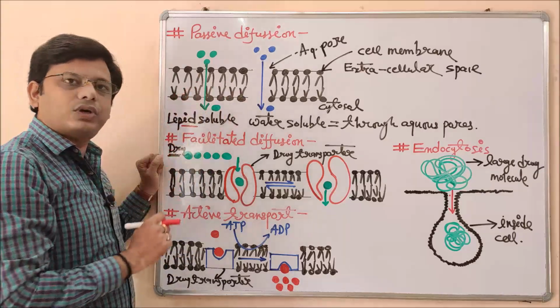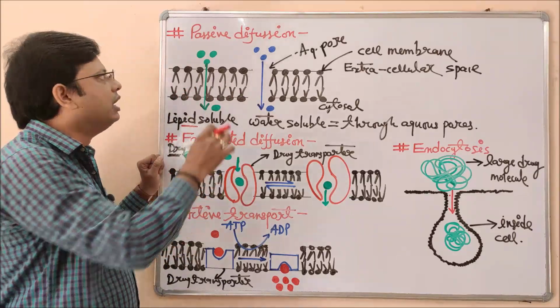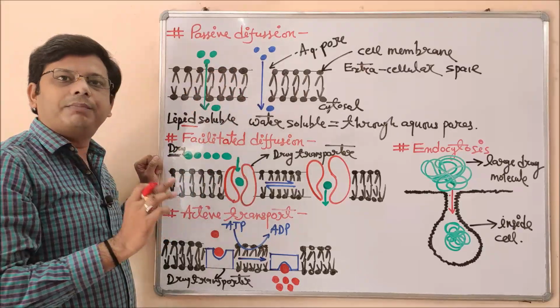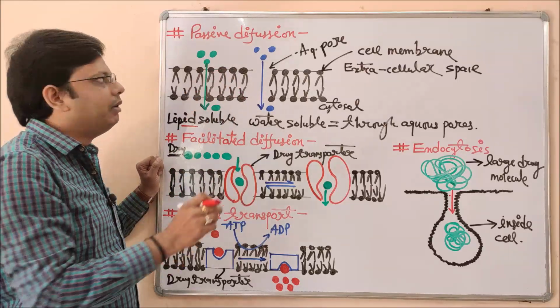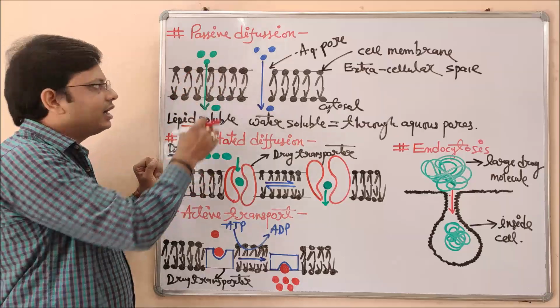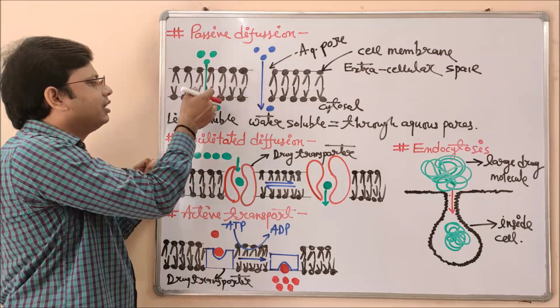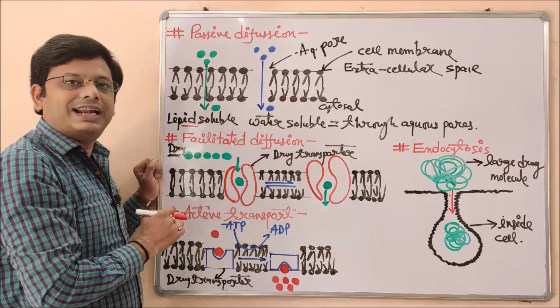But in case of lipid soluble drug, there is no need of an aqueous pore. They may diffuse across the cell membrane by dissolving themselves in the cell membrane. So these drugs are lipid soluble drugs. As you can see in this diagram, the lipid soluble drug can be easily crossed through the cell membrane.